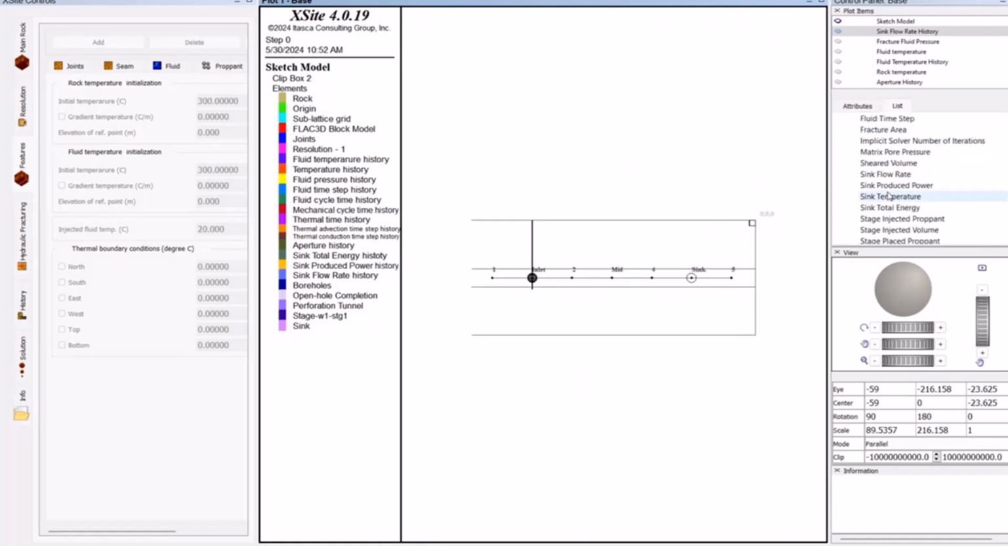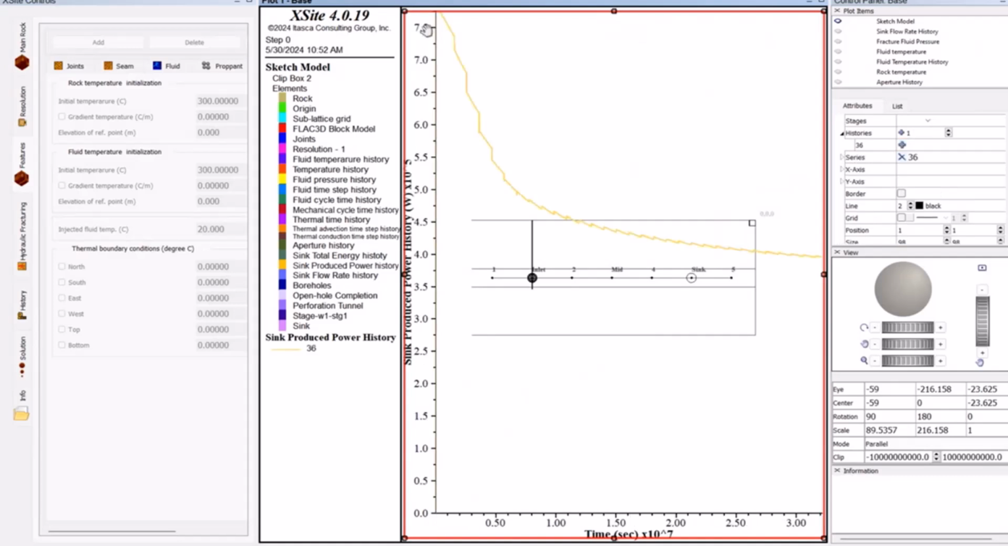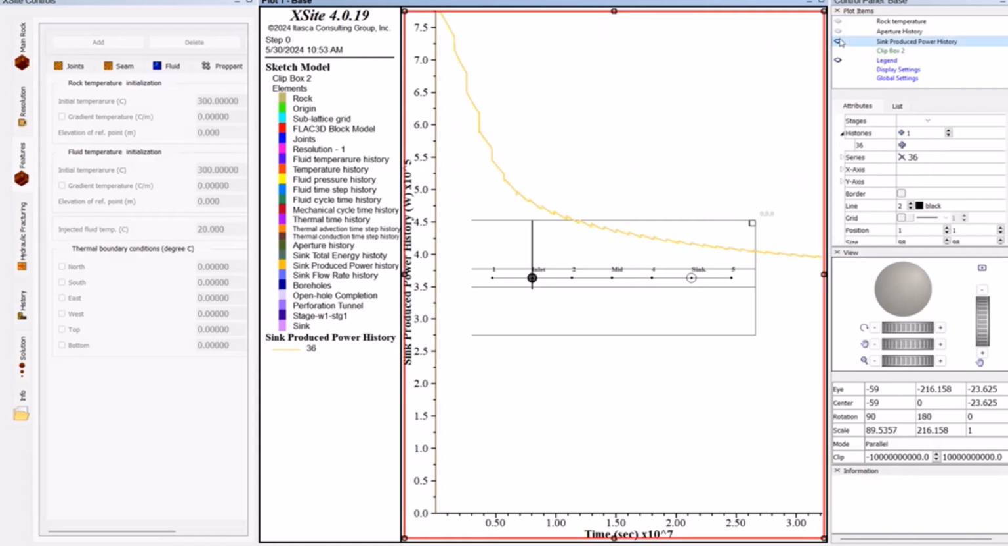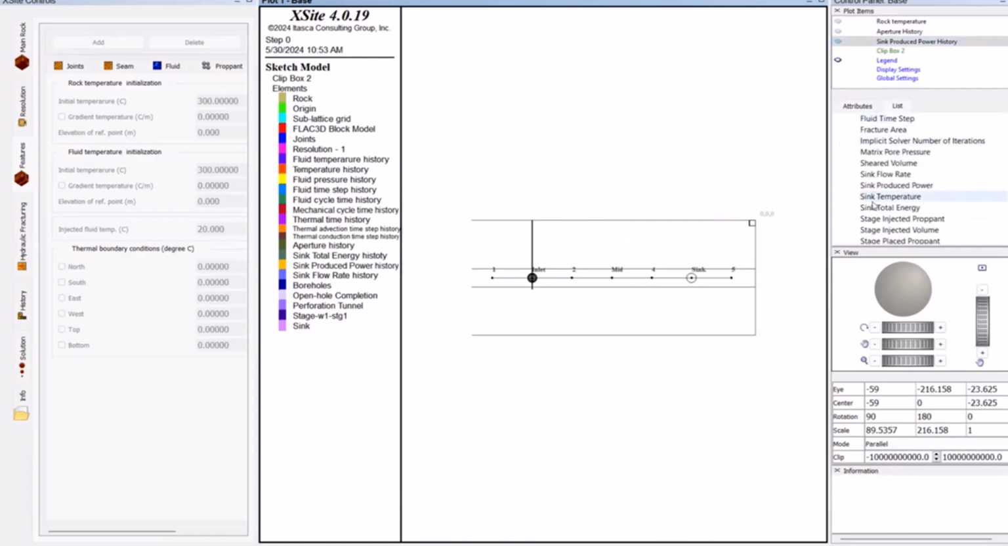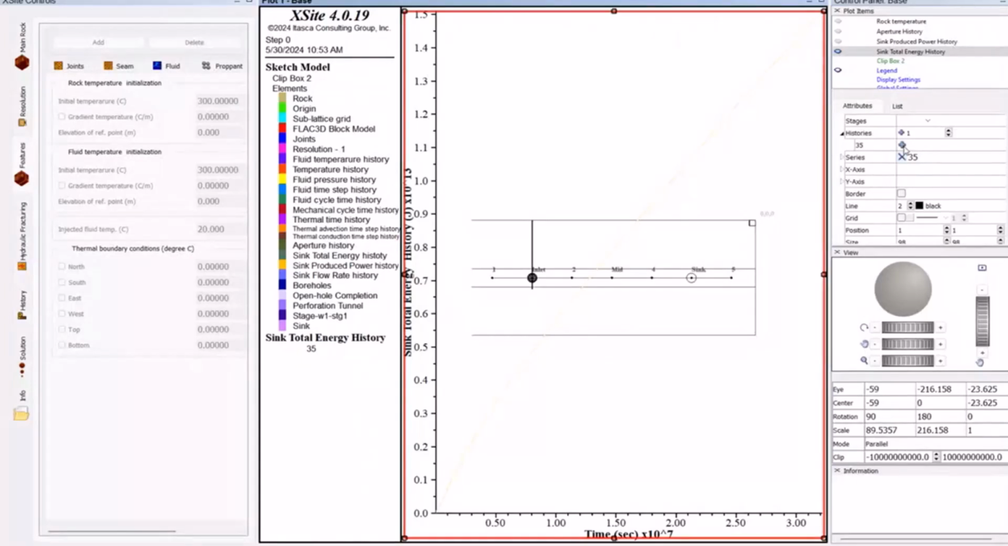So if we can go here and say, this is the produced sink power. Basically, initially we produce more. The energy is the integral of the power with time. So we can also have, yeah, the energy keeps increasing, but there is some trend because the power goes down since the temperature also is decreasing.